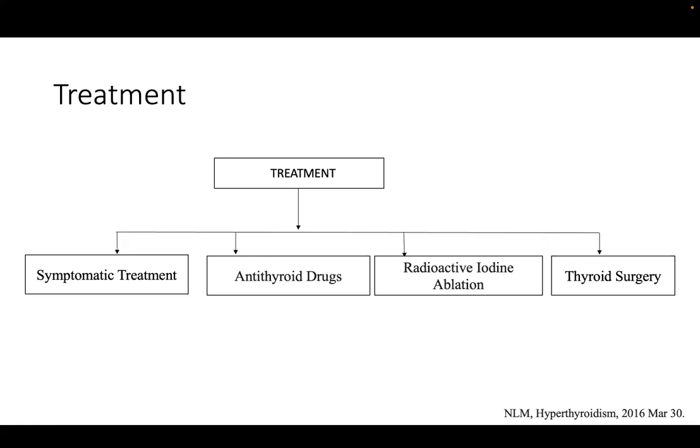In case of symptomatic treatment, these patients are at a very high risk of developing cardiac complications such as atrial fibrillation or heart failure. So it is essential to control these hyperadrenergic symptoms, and we can start the treatment by using beta blockers, which will provide control of these symptoms, and in addition the neuropsychiatric symptoms will also be controlled.